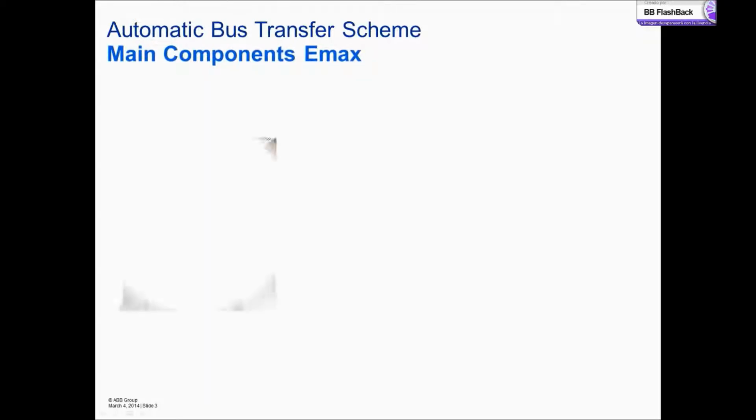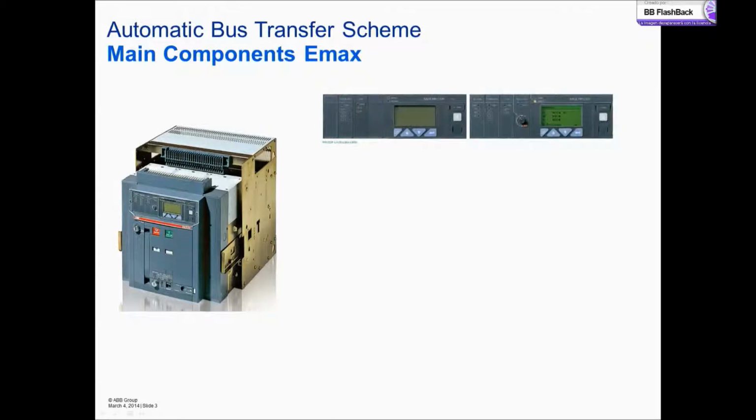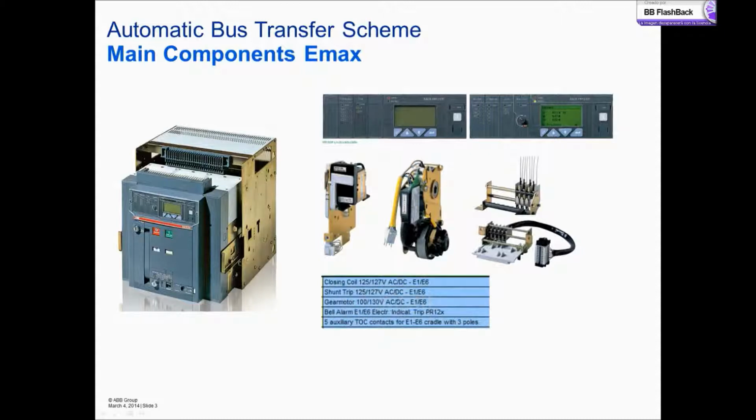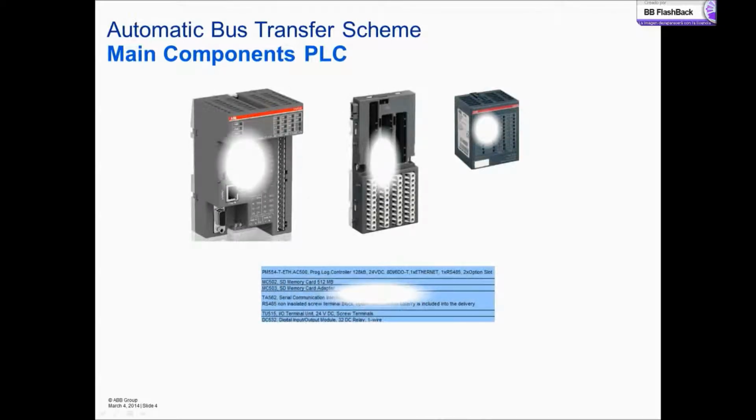The main components: we have the IMAX circuit breaker with the PR122 or 123. Furthermore, we have the closing coil, shunt trip, gear motor, bell alarm, and 5 contact auxiliary. The PLC IC500 or Eco, the memory card, an adapter, the connection terminal, and the digital input and output module are the components of the standard offered.